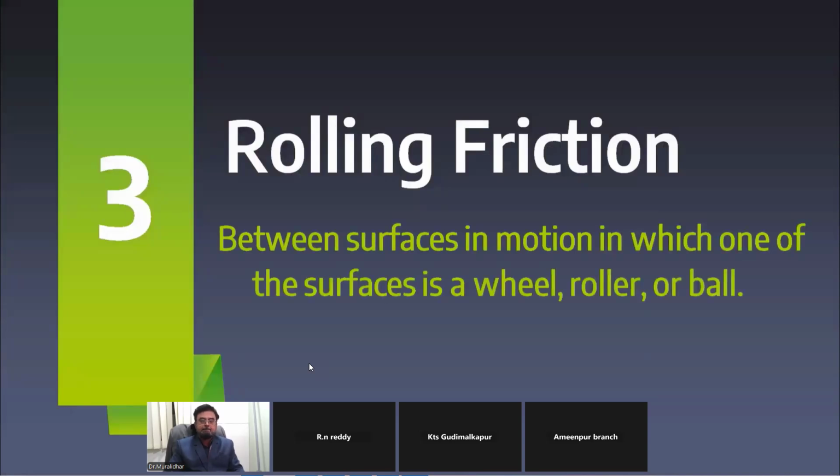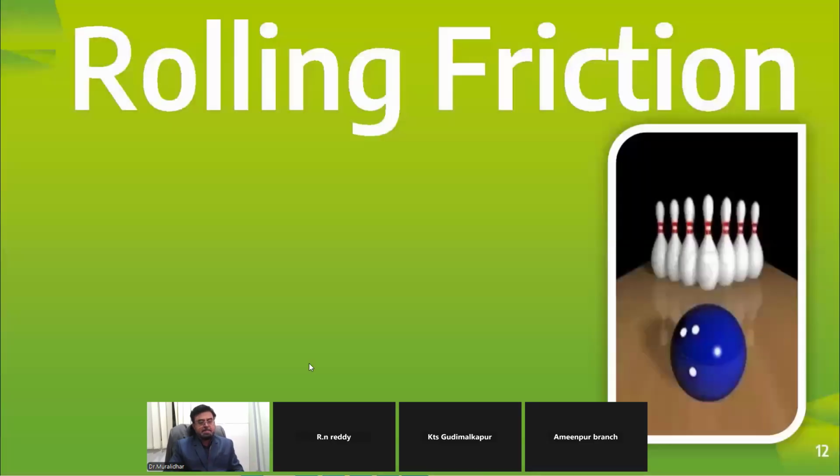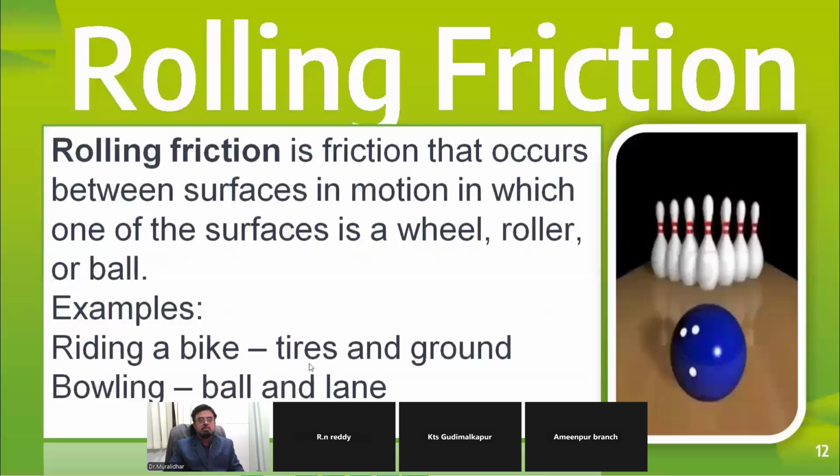So friction experienced between surfaces in motion, in which one of the surfaces has to be a wheel, a roller, or a ball, so that the type of motion is rolling, can be called rolling friction. Rolling friction is the friction that occurs between surfaces in motion in which one of the surfaces has to be a wheel, a roller, or a ball, which means the type of motion has to be rolling motion.